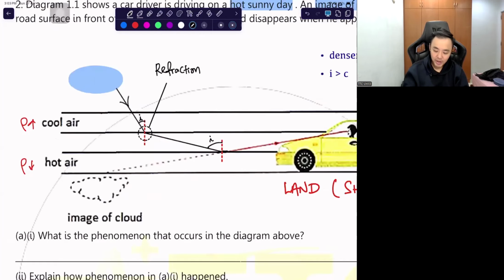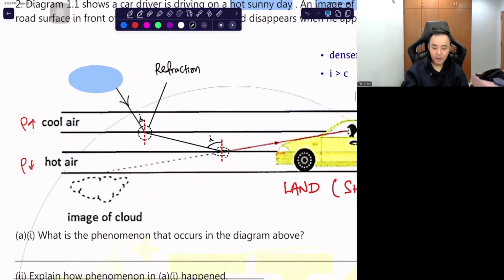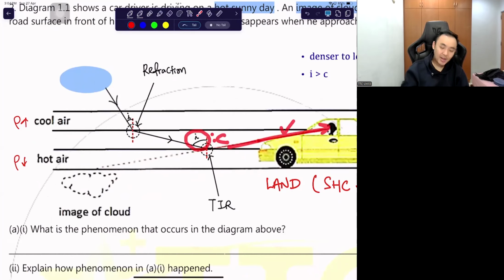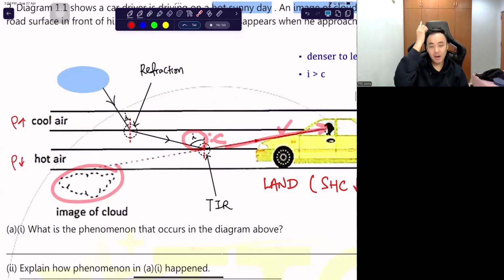Only when it comes to here do you get total internal reflection. Why? How come at this point you get total internal reflection already? Because at this point your angle is big enough. Understand? So that's the whole process. The light from the cloud travels from cold to hot air and starts to bend away. As it bends away, it causes the incident angle to increase. Once the incident angle is greater than the critical angle, total internal reflection occurs, the light is reflected to the eye of the driver, and the image of the cloud will appear on the ground.